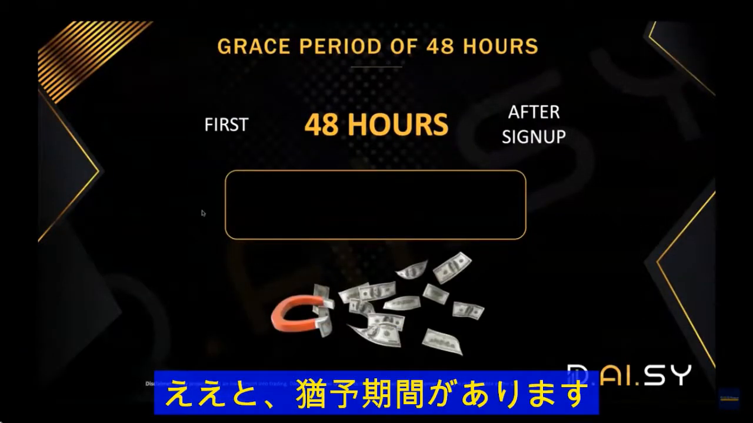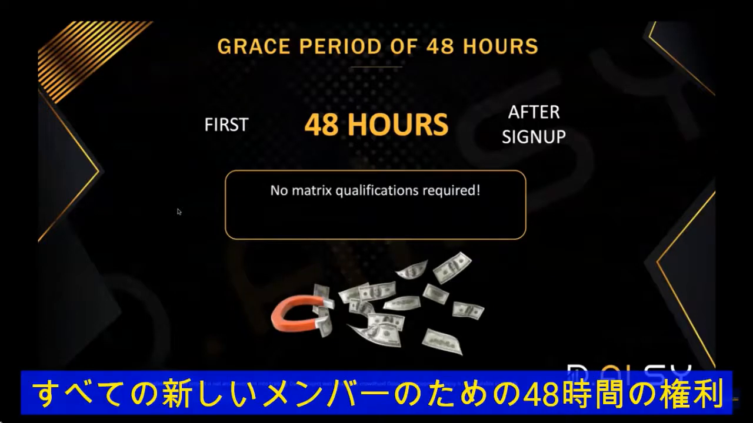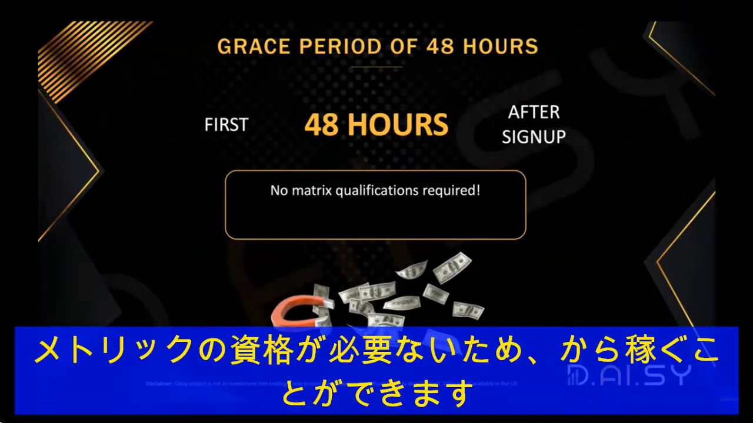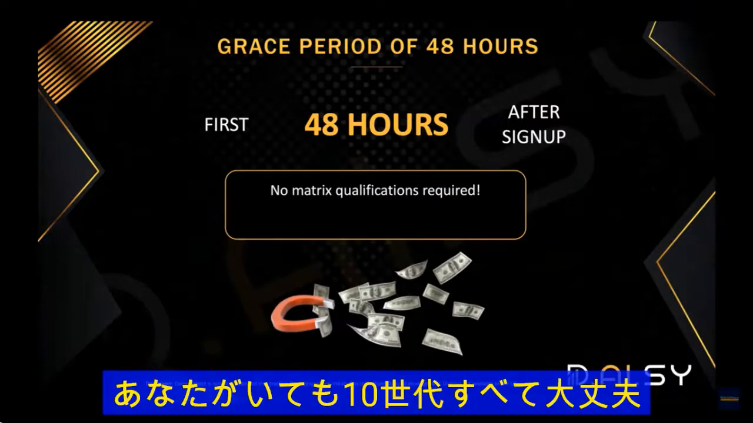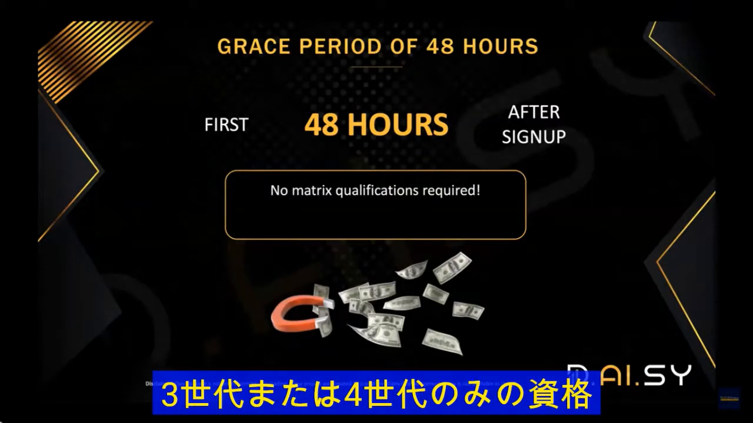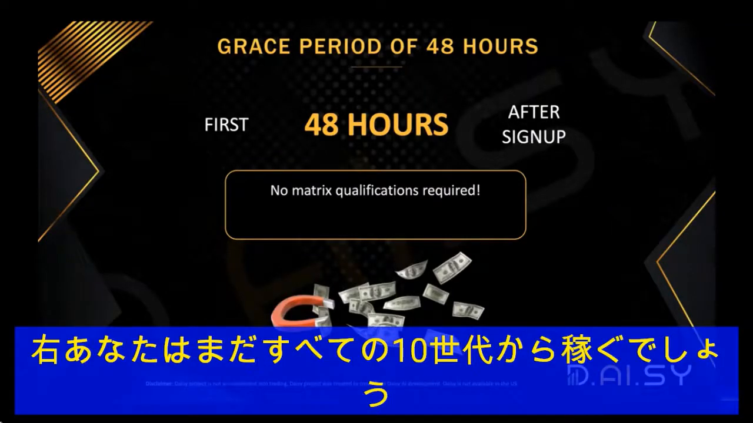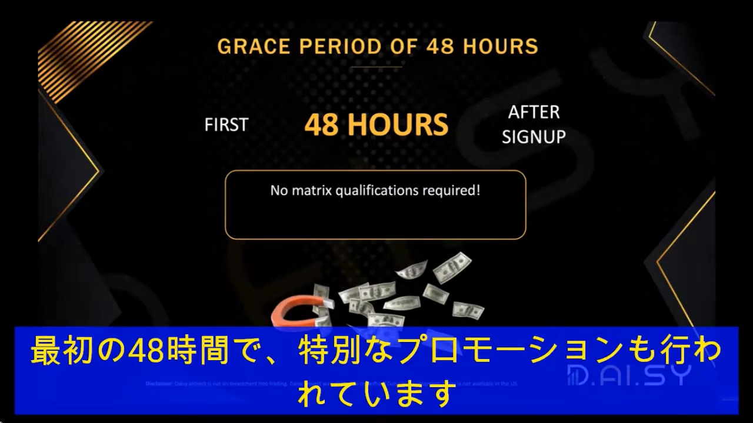All right. There will be a grace period of 48 hours for all new members. After you sign up, you will have 48 hours where there are no matrix qualifications required. Meaning you can earn from all 10 generations, even if you are qualified for 3 or 4 generations only, or even if you are not qualified for any generations. You will still earn from all 10 generations in the first 48 hours.